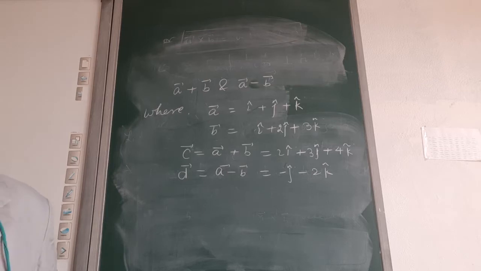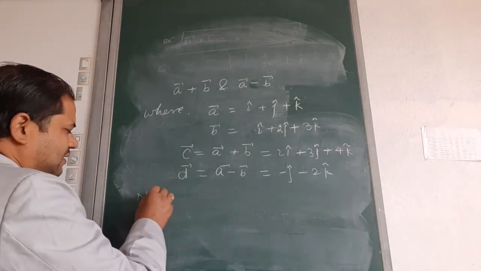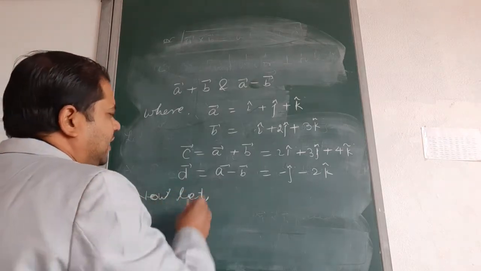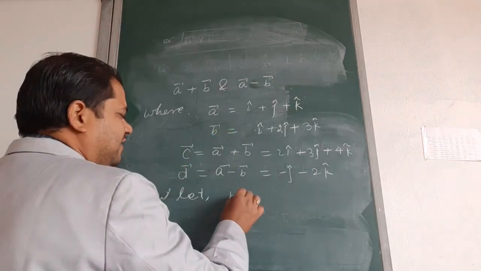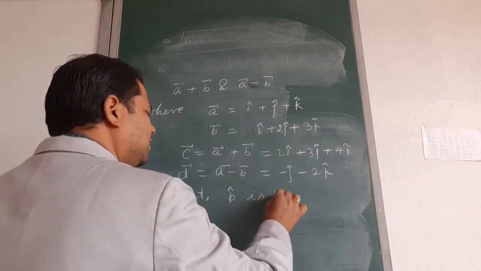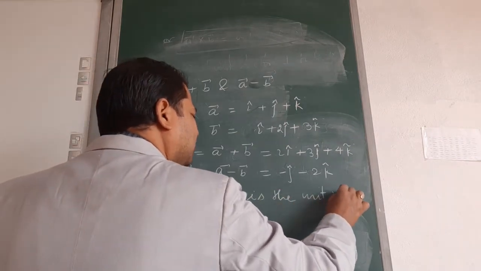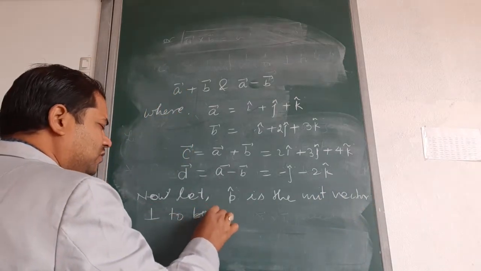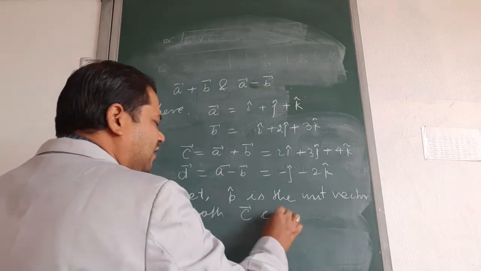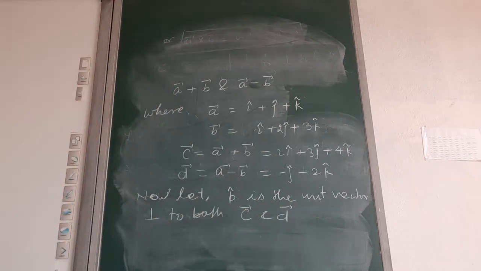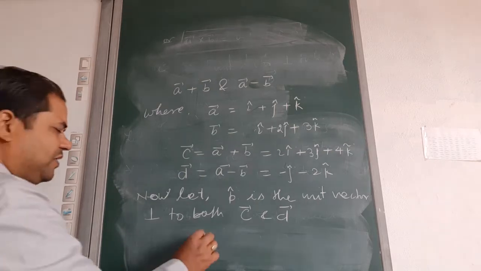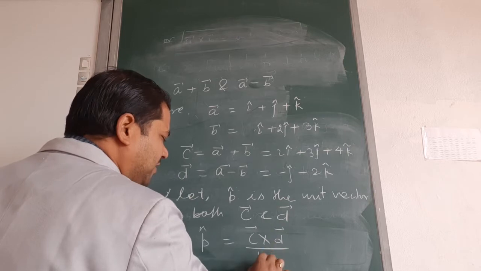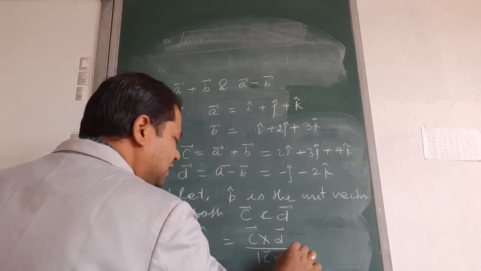Do you know this thing? Yes, sir. Okay. Now let A, B, C, D you use. So P cap is the unit vector perpendicular to both. What? Now C and D, no? Yes, sir. C and D? Yes, sir. Clear? So P cap is nothing but C cross D divided by mod of C cross D.